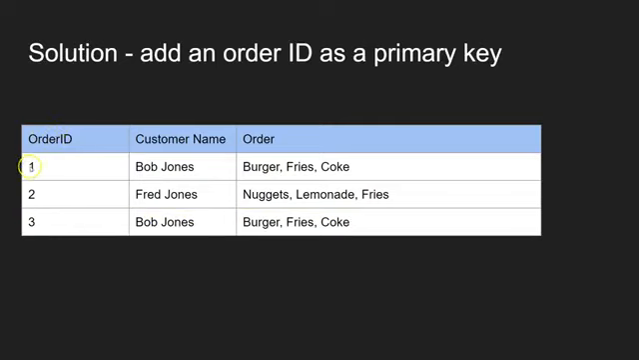So here, order ID number 1, well that was Bob Jones, and he ordered his favourites there. Order ID 2 was Fred's, and he ordered all those. And then the final order was Bob Jones, and he ordered his favourite order again there. So because we've got these order IDs, that row there is now no longer identical to that row there. There we go, good. So that's the first part of first normal form done.